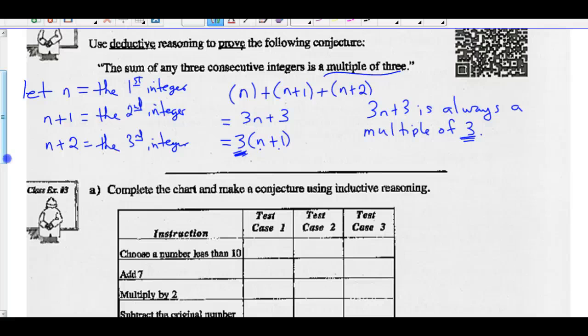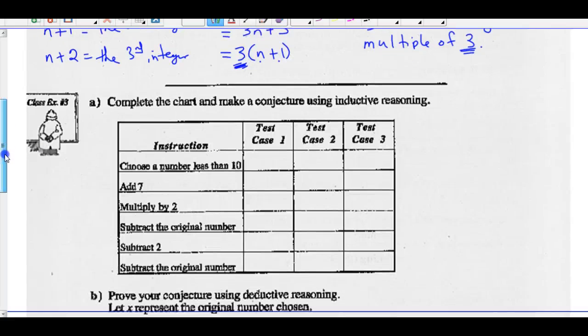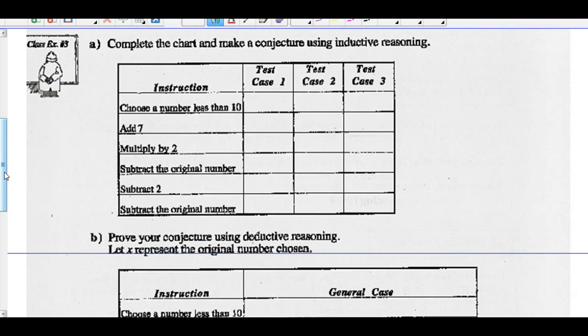Let's look at example 3. Complete the chart and make a conjecture using inductive reasoning. Inductive by example, not deductive. So choose a number less than 10. I can pick any number I want. Less than 10, I'm going to pick 3. Add 7 to 3. Multiply that by 2. 10 times 2. Subtract the original number. The original was 3, so 20 minus 3 is 17.